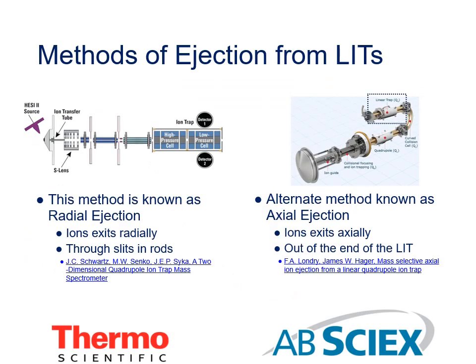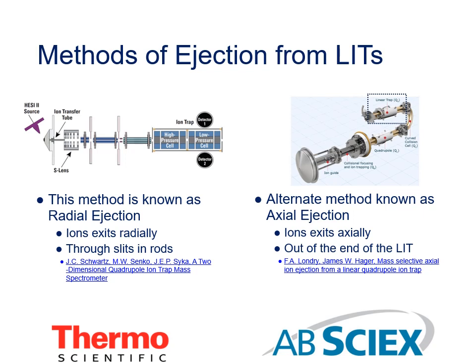The method of resonant ejection that I've just explained to you for linear ion traps is one of two commercially available methods. It's known as the radial ejection method, so the ions are exiting radially through slits in the rods. And this is the method of resonant ejection used in Thermo linear ion traps.